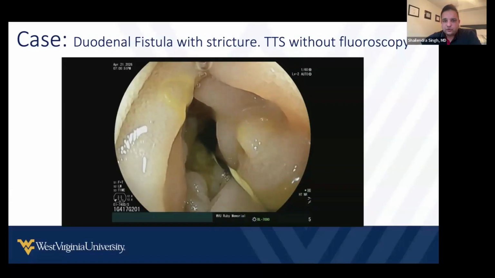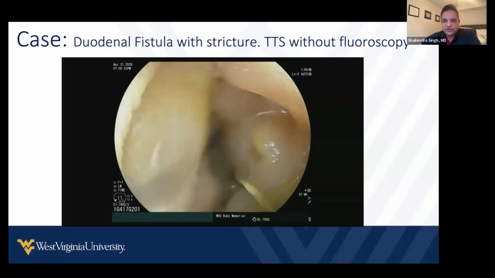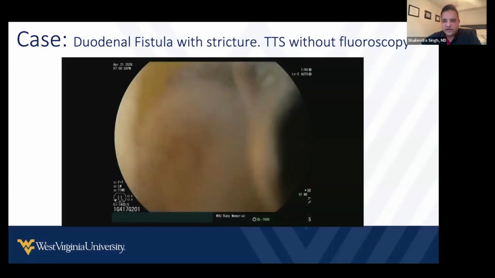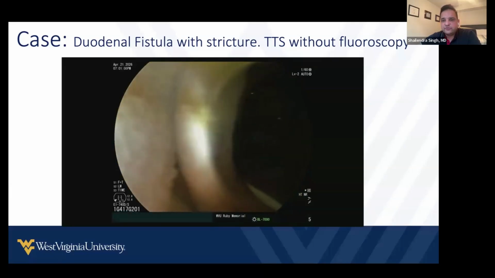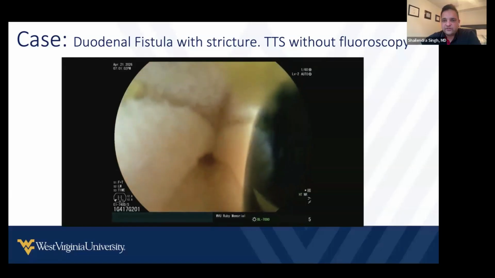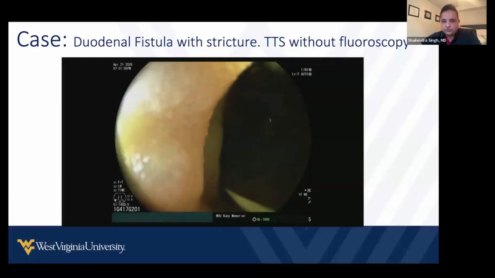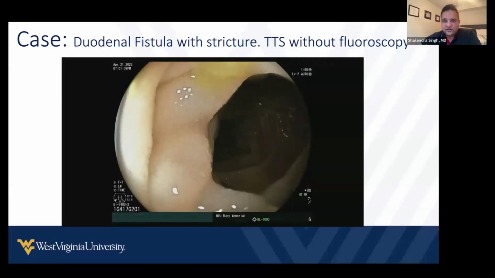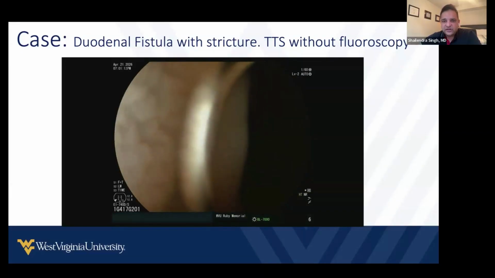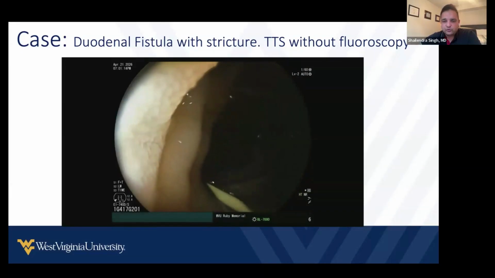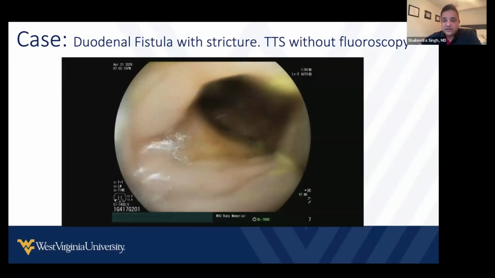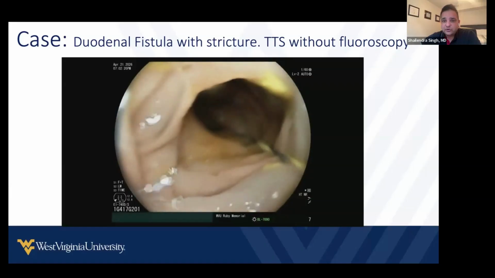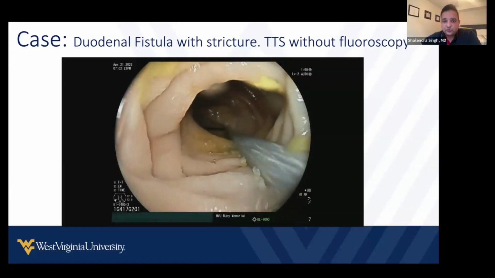through this fistula. So I was able to pass a wire across it, and then I was trying to manipulate my position to see if I'm able to get across this stricture. After some struggle, I was able to get through it. So then we decided we're going to use a through the scope stent. Looking at this stricture, it looks tight, but still my scope is able to go through, and I feel the duodenal bulb is pretty dilated.